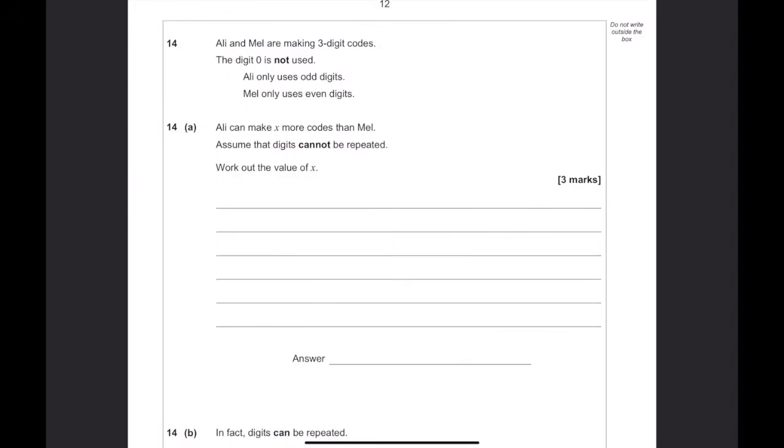Ali and Mel are making 3-digit codes. The digit 0 is not used. Ali only uses odd digits and Mel only uses even digits. Ali can make x more codes than Mel. Assume the digits cannot be repeated, work out the value of x.